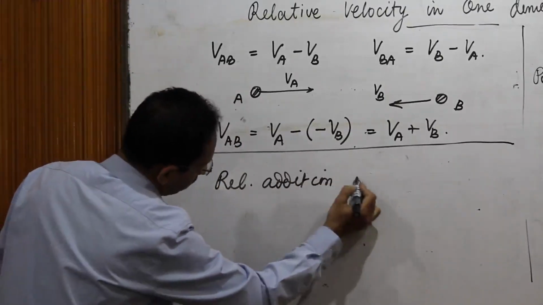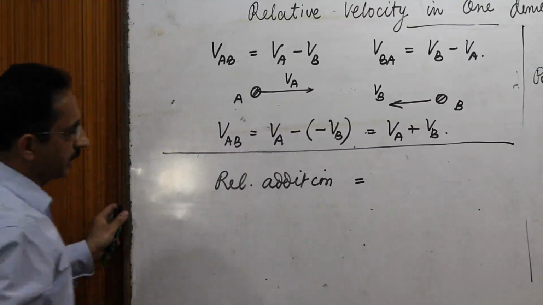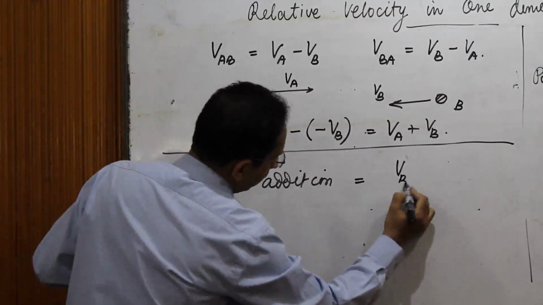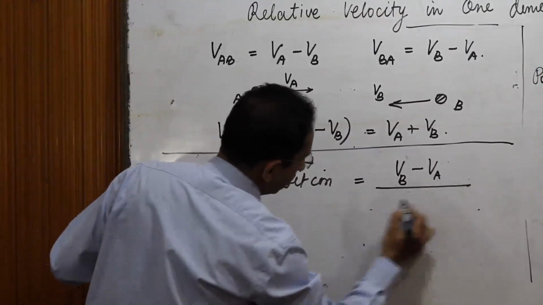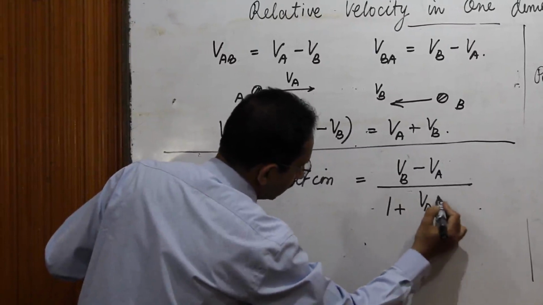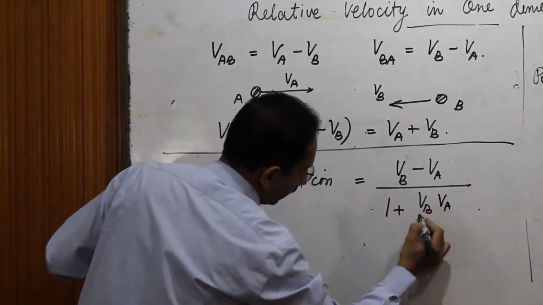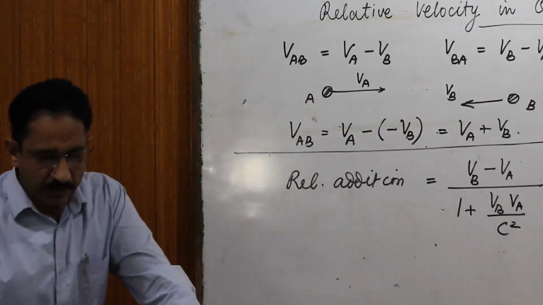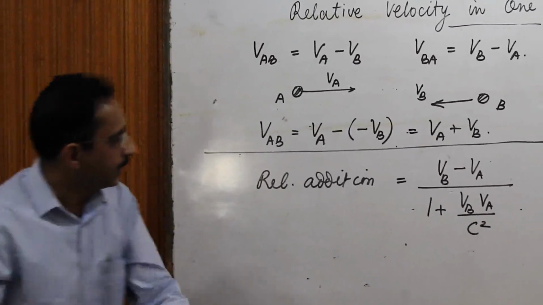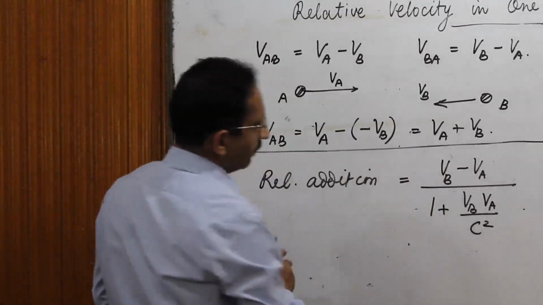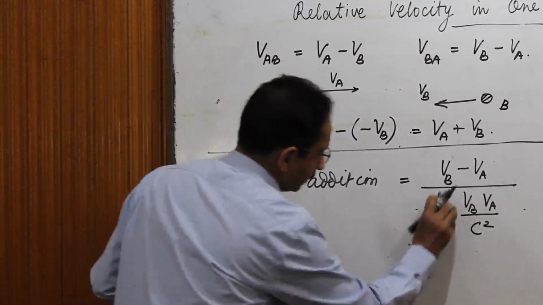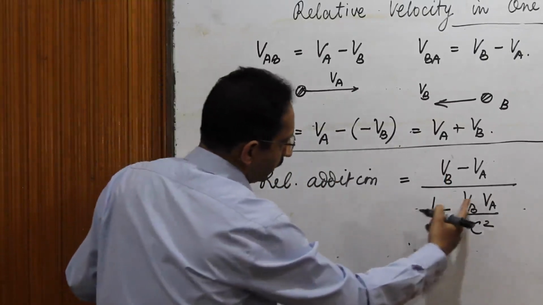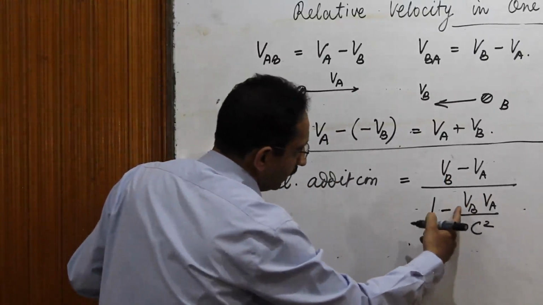So when we talk about relativistic addition, the velocity which you will otherwise find as VB minus VA will become VB minus VA divided by 1 plus VB into VA upon c square. Now this relativistic addition of velocities takes place when we have the velocities of two bodies very close to the speed of light. This will give a slightly different answer if we assume that VA and VB are very close to c.